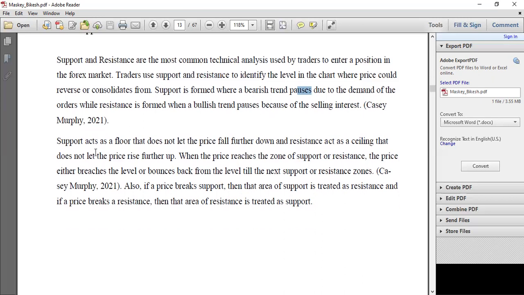But let's learn this in few words. Let's simply get used to what a support is. Support acts as a floor that does not let the price fall further down. Let's break it down a little bit. Support acts as the floor that does not let the price fall further down. So we'll try to know where the price is no longer going to keep declining, and then we spot that zone and treat it as support.